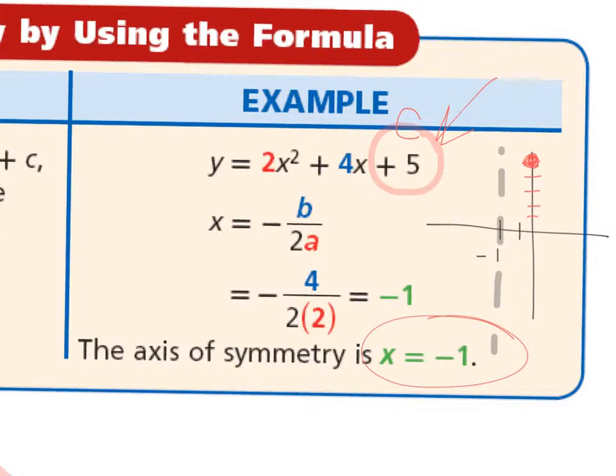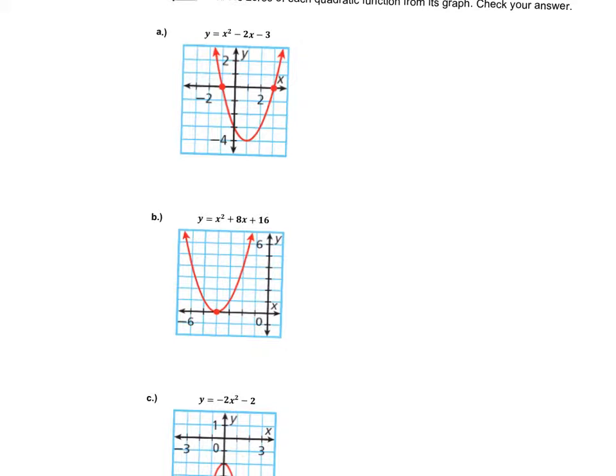You don't know where it crosses the x-axis unless you factored this. If you factored this or used the quadratic formula, x equals negative b plus or minus the square root of b squared minus 4ac all over 2a, what you get for x would be the x-intercepts. So let's talk a little bit more about that. Let's practice finding the zeros and the axis of symmetry.